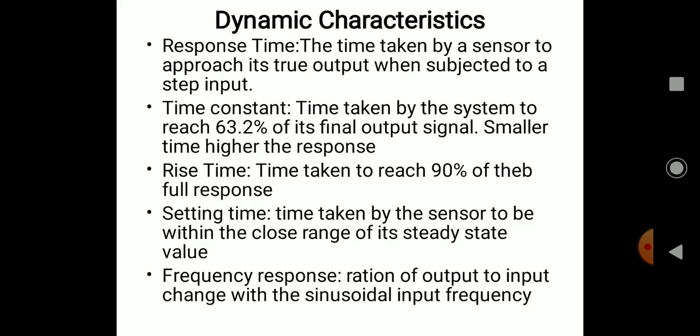Rise time, the time taken to reach 90% of the full response. Next is settling time. Settling time is the time taken by a sensor to be within a close range of its steady state value. When we are measuring something, we change the input and accordingly the output changes. But before reaching the final output, it will come close to this output value. That time is called settling time.